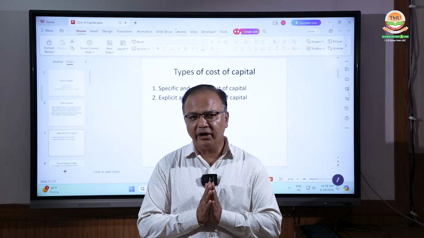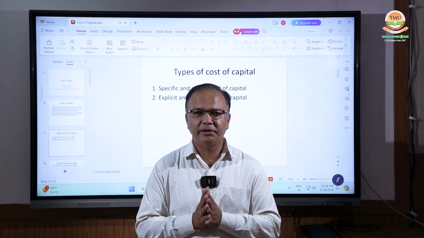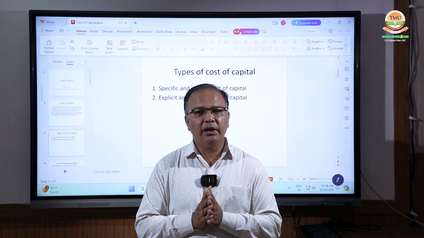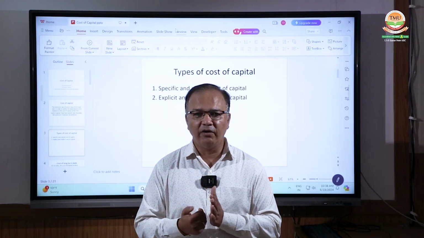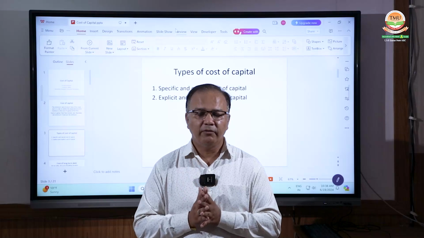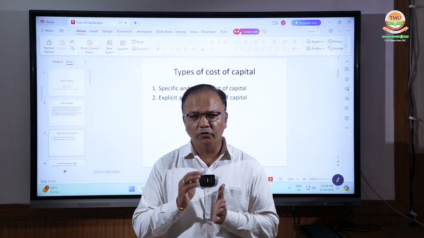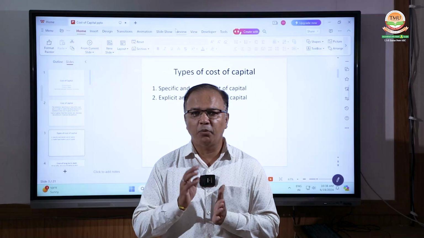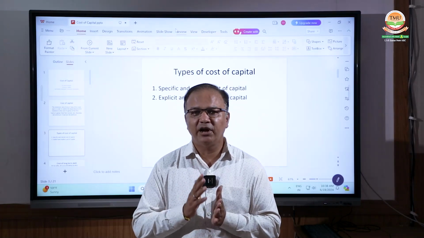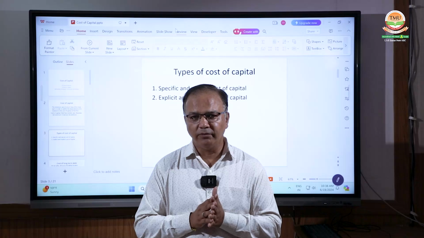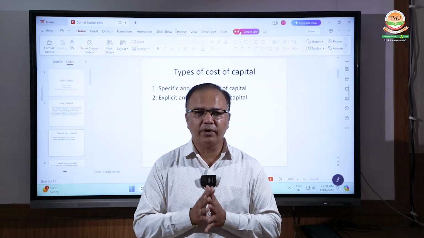So, if you have to calculate specific cost of capital, you can say 10%, 10%, 12%, 12%. But if you have to calculate overall cost of capital, you have to calculate weighted average cost of capital. Weighted average cost of capital means 10% into 0.25 plus 10% into 0.25 plus 12% into 0.25 plus 12% into 0.25. This will be weighted average cost of capital.